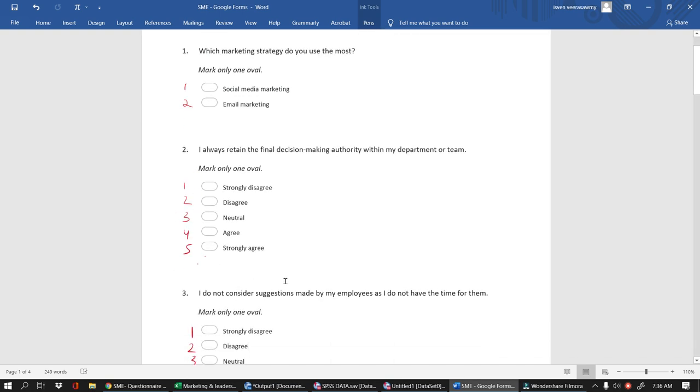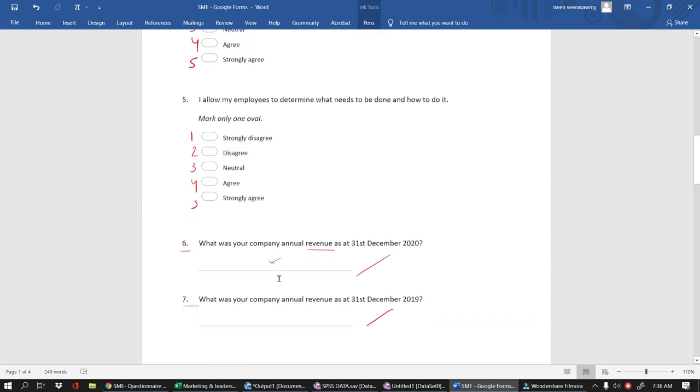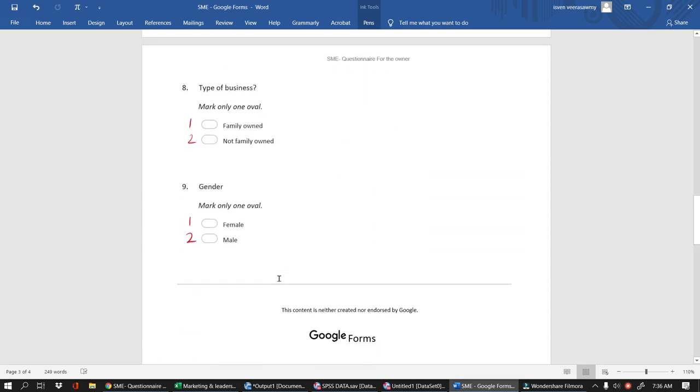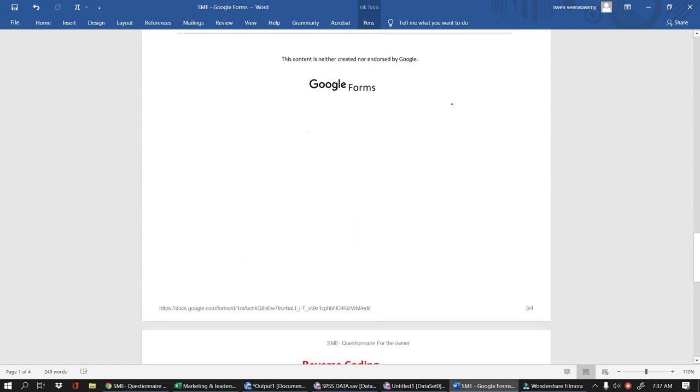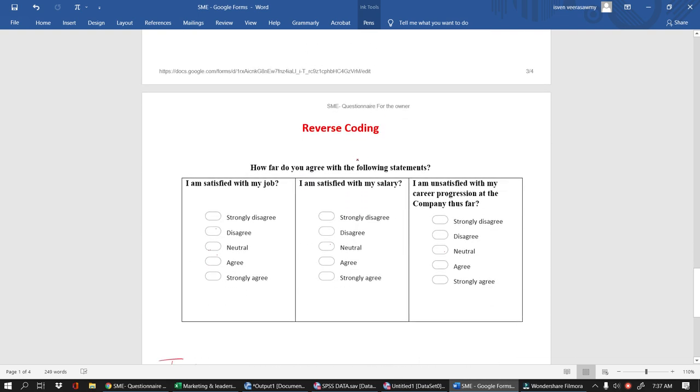So having completed the coding for all the categorical variables, now I want to mention one important thing, which is called reverse coding. You should pay close attention to reverse coded questions. Let me explain what a reverse coded question is. At the bottom, I have given you an example of reverse coding.